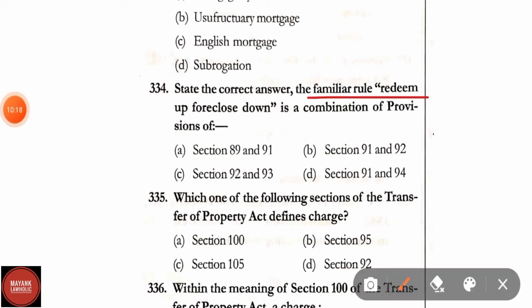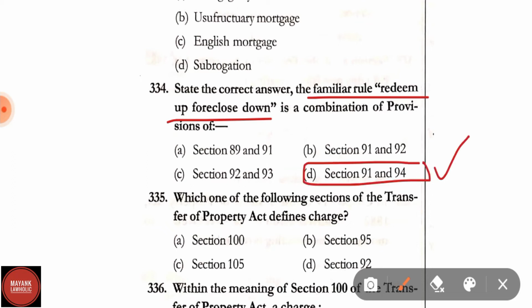The familiar rule, redeem of foreclosure down, is a combination of provisions of option A, section 89 and 91, option B, section 91 and 92, option C, section 92 and 93, and option D, section 91 and 94. Here correct answer is option D, that is section 91 and 94.